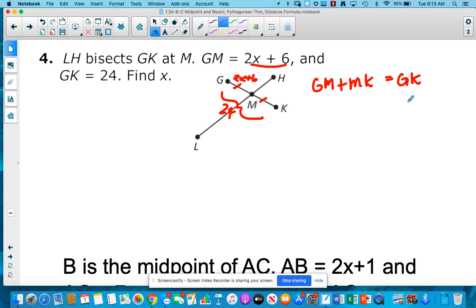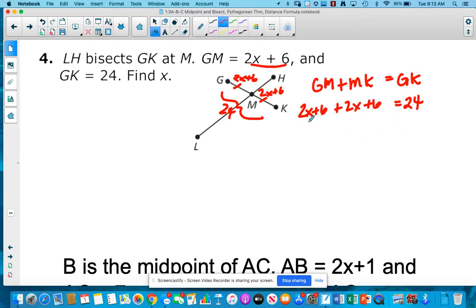So now let's plug in what I know. I know GK is 24. I know GM is 2x plus 6. I also know MK is the exact same thing. So could I say MK is 2x plus 6? Absolutely. So now I've got my equation.